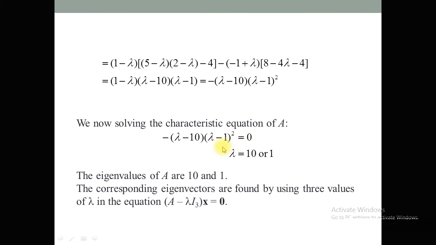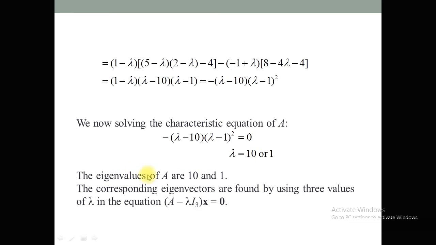The characteristic equation is (A minus lambda I) into x, but when we take the determinant of A minus lambda I, this is actually the characteristic equation. The determinant of A minus lambda I is the characteristic equation, and now the characteristic equation is equal to minus (lambda minus 10)(lambda minus 1) whole square is equal to 0. Solving this equation, we obtain two eigenvalues, lambda is equal to 10 and lambda is equal to 1.